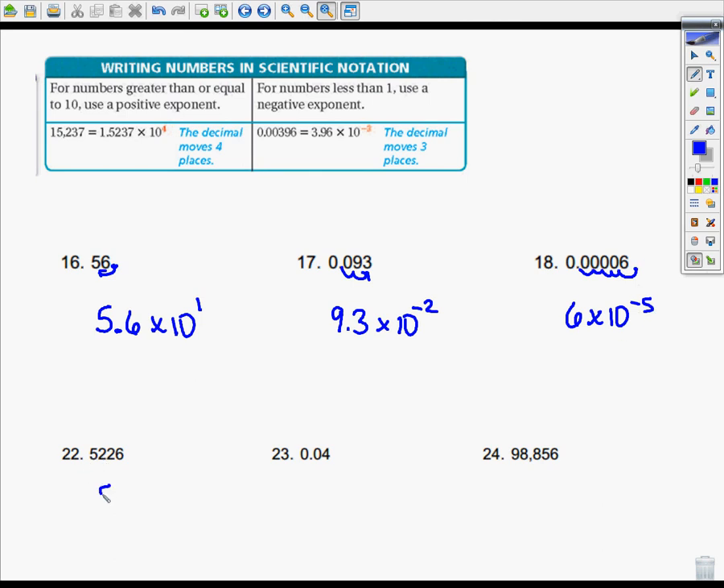This number is going to get smaller, 5.226 times 10, and the decimals here, 1, 2, 3. So again, if the number gets smaller, it's a positive exponent. If the number gets bigger, it's a negative exponent. This number is going to get bigger, so it's 4 times 10 to the negative 2. I moved it 2 spots. This number is going to get smaller. So when the number gets smaller, it's a positive exponent, and I moved it 1, 2, 3, 4 spots.